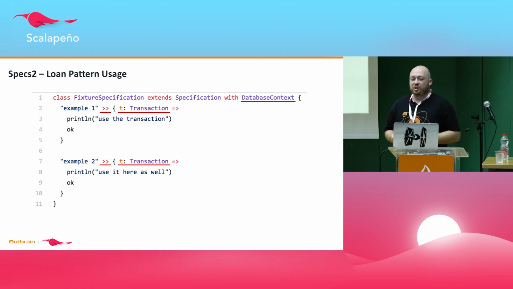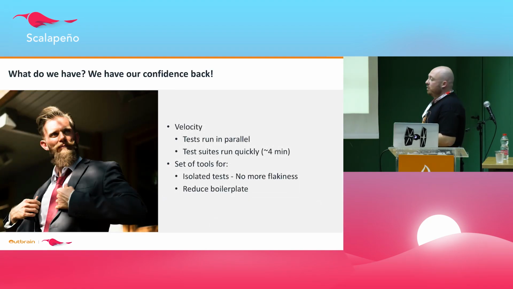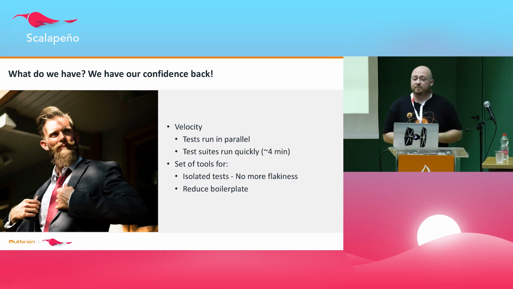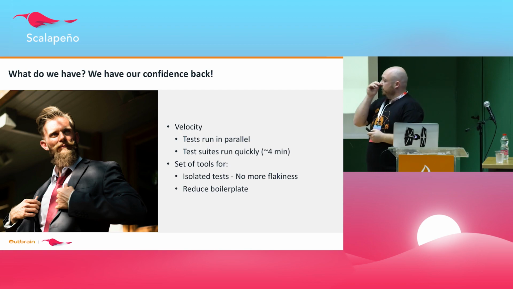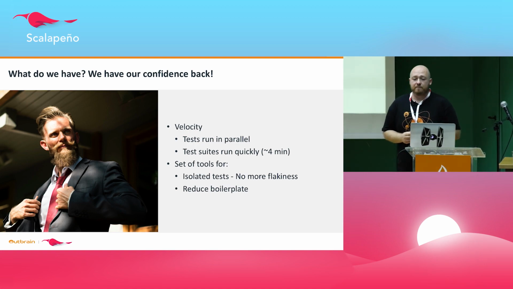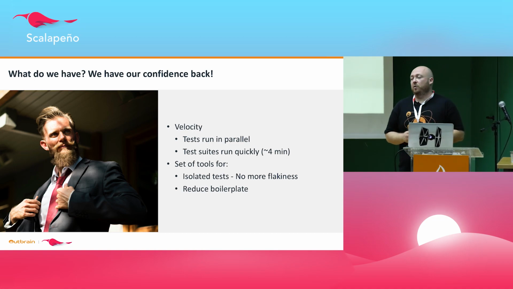So what did we achieve? We have our confidence back. We run tests in parallel due to the test isolation we implemented. We have the tools now to write isolated tests. And we have our velocity back. Our test suites run, I think, in about 4 minutes. And we reduced boilerplate, or rather, we didn't add boilerplate to existing tests.